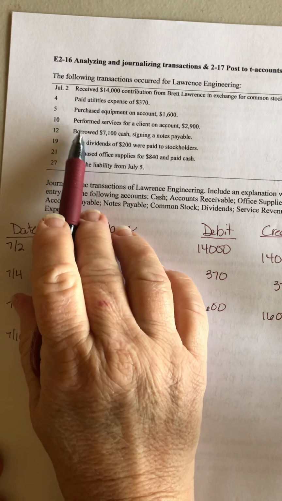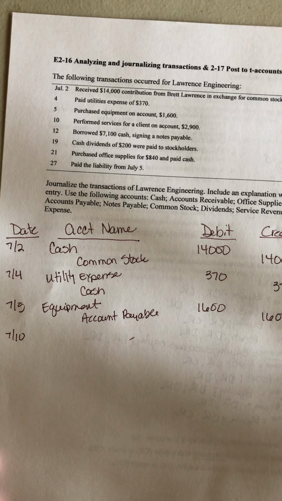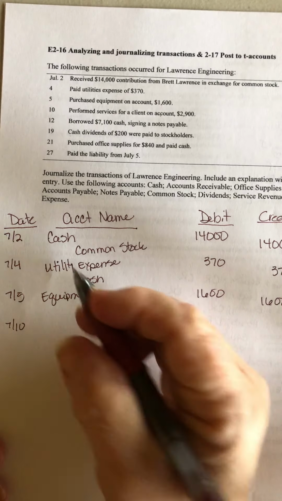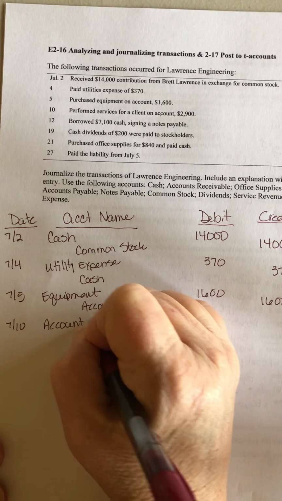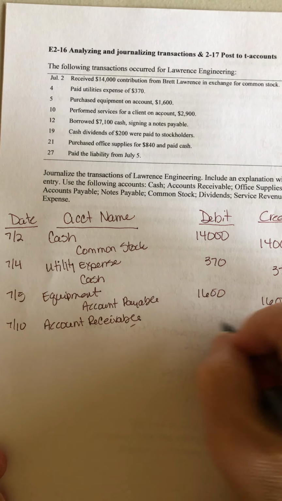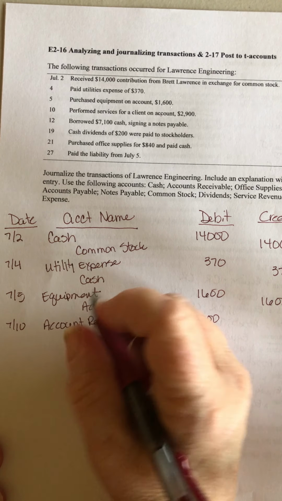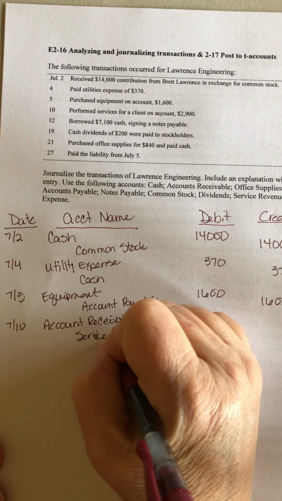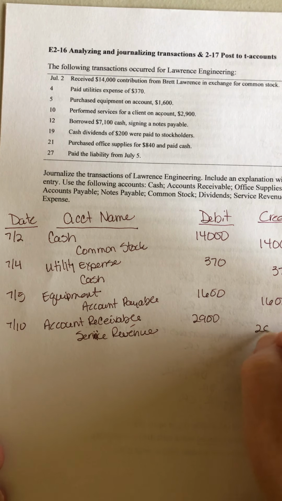All right, on the 10th, I performed services for a client on account. Okay, so now somebody owes me. I have the right to receive payment. They haven't paid me yet, but I've earned the money. So I'm going to debit the asset account, accounts receivable. It's an asset and it's increasing, so it's recorded with a debit. So I have accounts receivable for $2,900. Then I'm going to indent, and they owe me that money because I performed a service for them. So my credit is going to be to service revenue for $2,900.